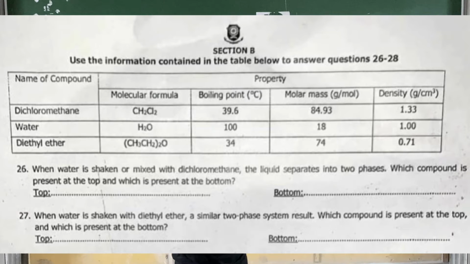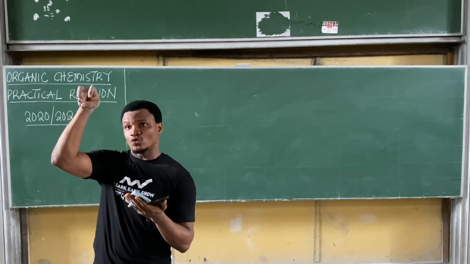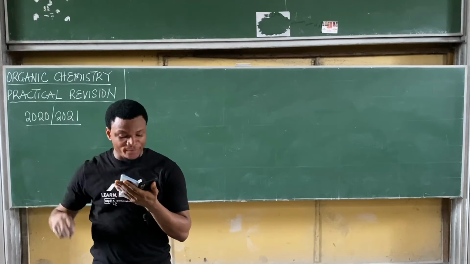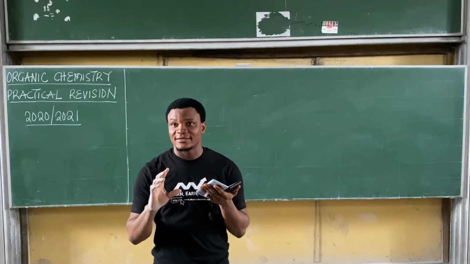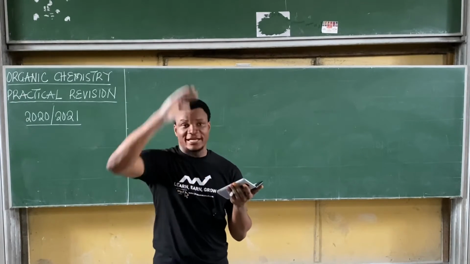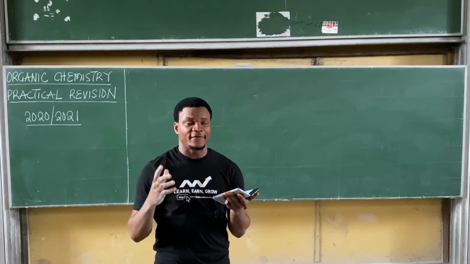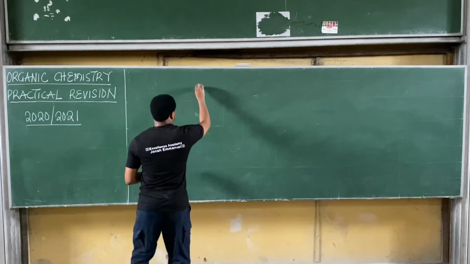Question 26 now says, when water is mixed with dichloromethane, the liquid separates into two phases. So in 26, we are focusing on only two, water and dichloromethane. Phases mean different sections. Well, that's a phase, right? The phase. So I'm saying this.